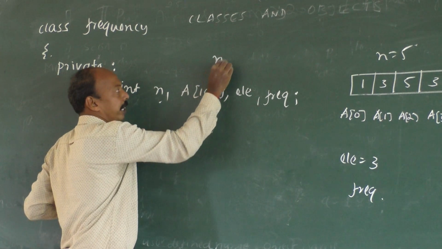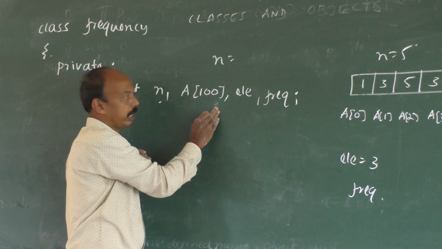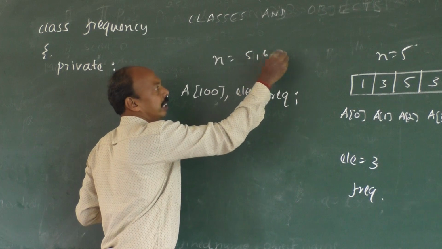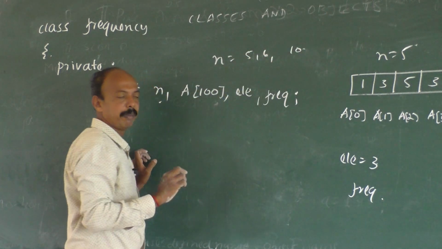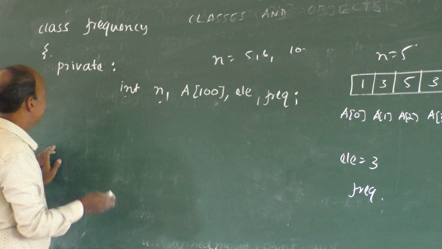What may be the value of n? N can be anything starting from 1 to 100. In general, some 5, 6, 10, like that. When you run the program, the value you have to input. Then comes public.